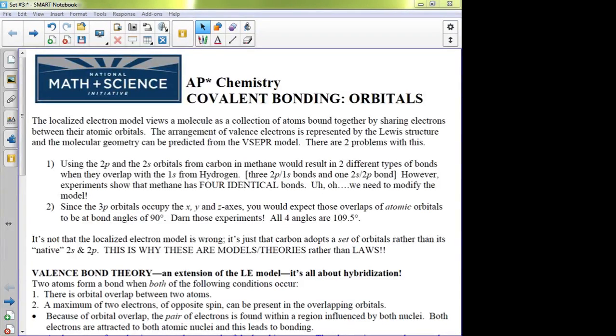Okay, so today we're going to talk about covalent bonding orbitals and the valence bond theory. Now, a disclaimer before we start, because second period freaked out on me, and third period we were good.